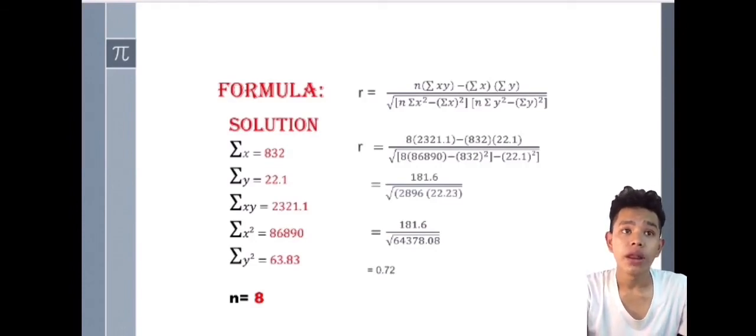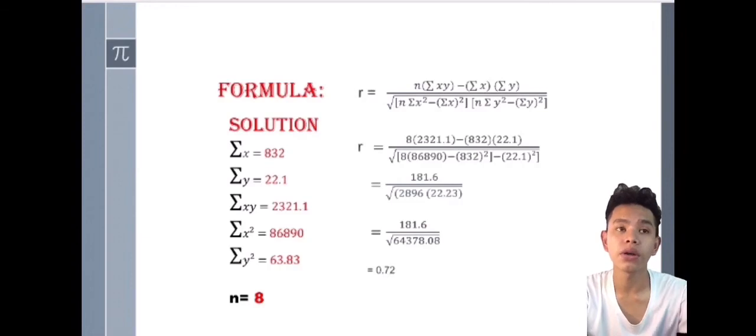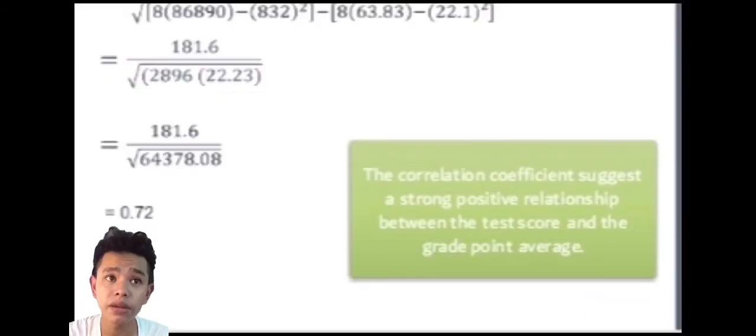Okay, so 181.6 divided by the square root of 64,378.08 equals 0.72. So, ang sagot is 0.72. Ano yung ibig sabihin ng 0.72 na yan?